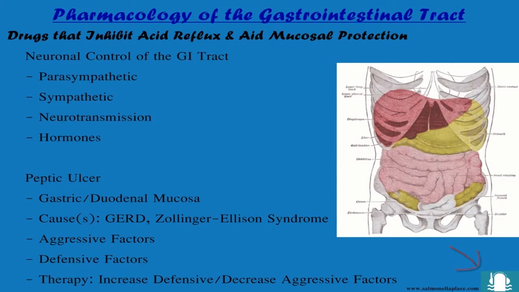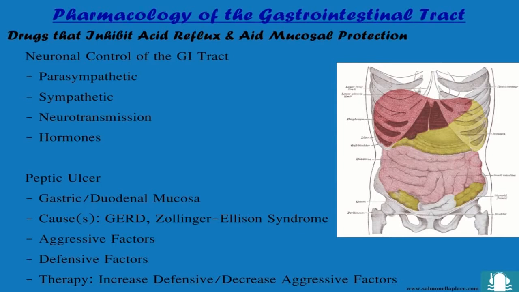Right now I'm going to give you a pharmacology lecture on the gastrointestinal tract. This is the first of several because it's a really large topic and I just wanted to break it down into some smaller topics so it's easier for you to study and look for in the playlists. So right now I'm going to talk about the inhibition of acid reflux and mucosal protection agents. I'm going to run through the basics of the neuronal control of the GI tract, explain to you about peptic ulcers, and then go on to the drug groups.